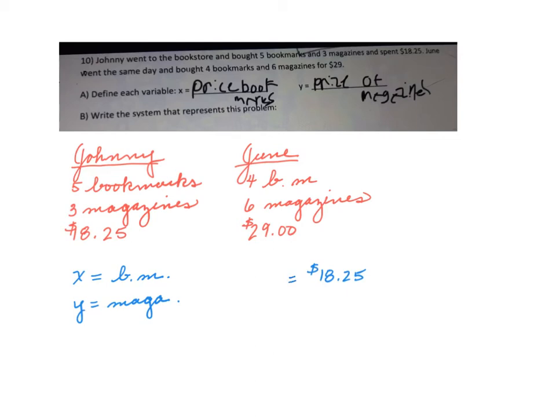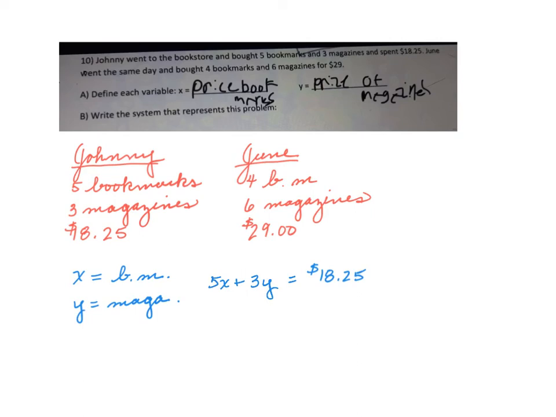Well, he bought 5 bookmarks. So the price of the bookmarks we're calling X, so we'll say 5X. And then he bought 3 magazines, and the price of those is Y, so plus 3Y. And that represents the situation with Johnny, because 5 times the price of the bookmarks plus 3 times the price of the magazines would add to $18.25.